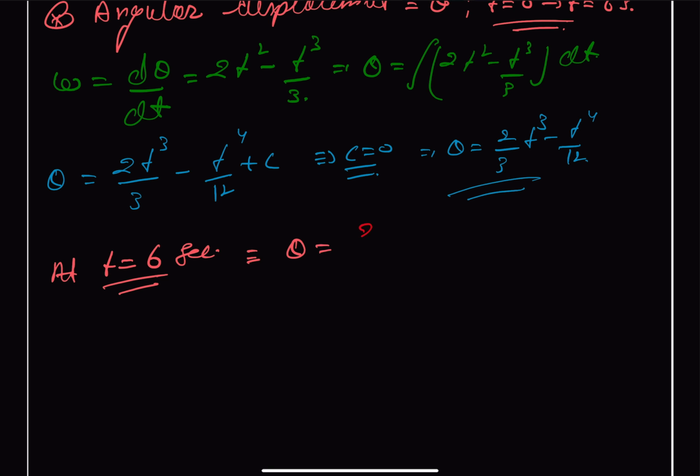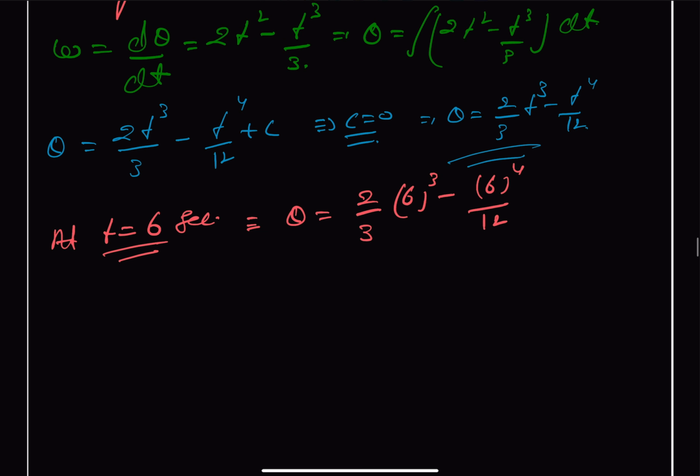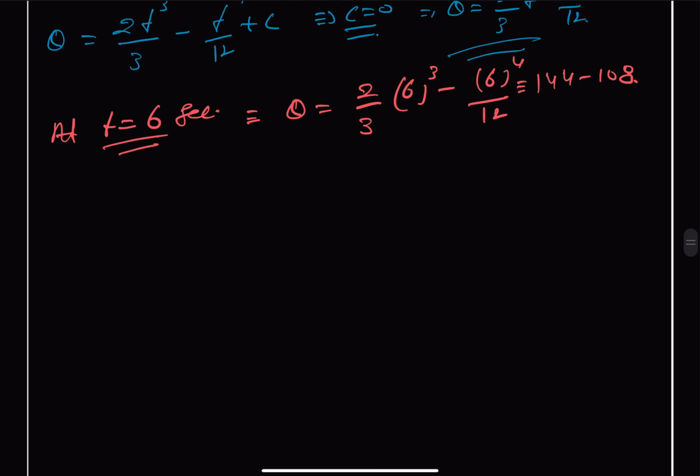will be equal to 2 by 3 times 6 cube minus 6 to the power 4 divided by 12, and this will be equal to 144 minus 108, which gives us that our theta is 36 radians. So the angular rotation with respect to theta is 36 radians.